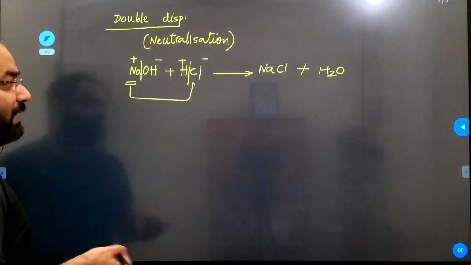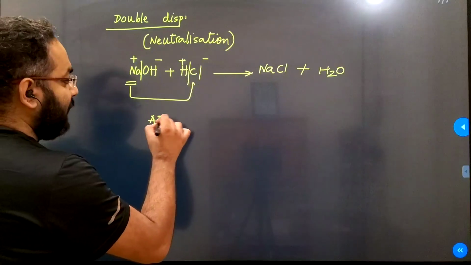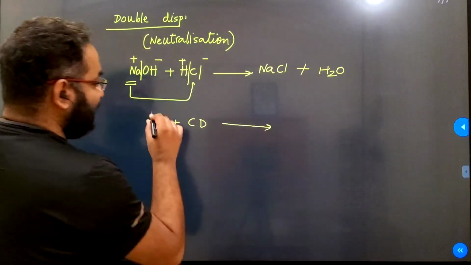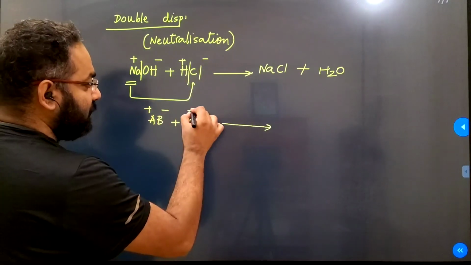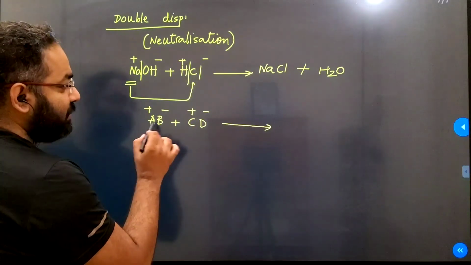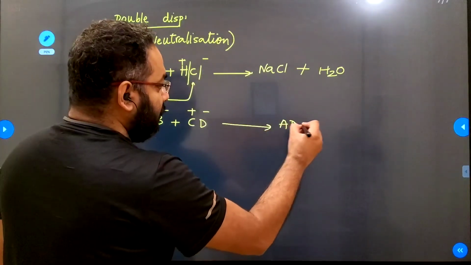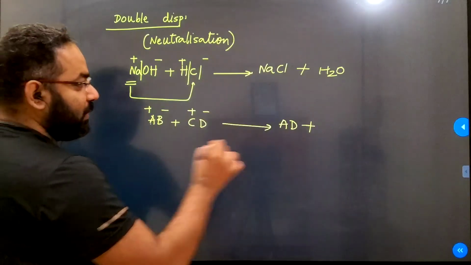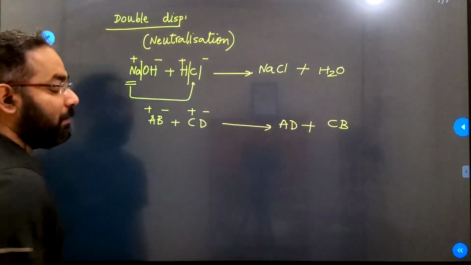Alright, so if you have to write it in the form of a general equation, if I take AB and CD such that A is positive, B is negative, C is positive, D is negative, this plus goes with this minus to give you AD, plus this plus goes with this minus to give you CD. This is a double displacement reaction.